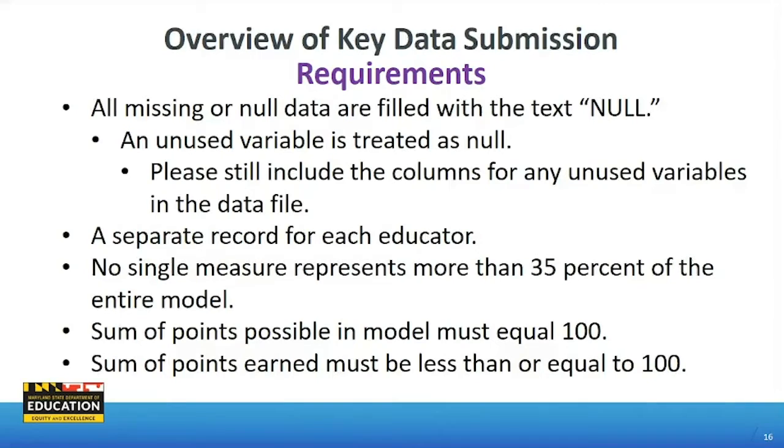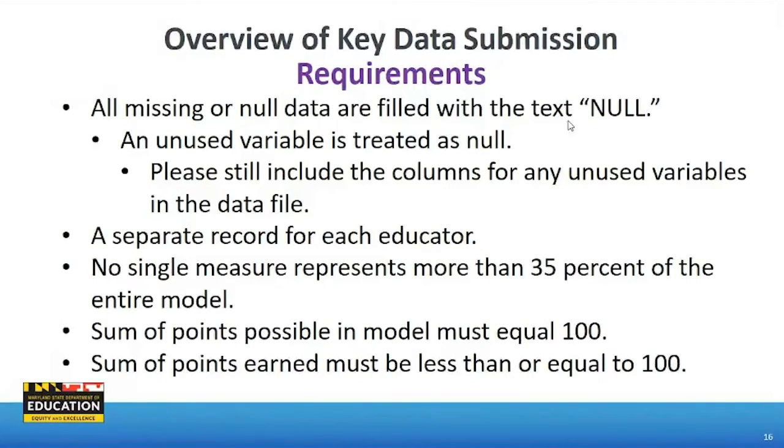So getting into some of the meat of the changes, all missing or null data is to be filled with the text null. So this means if a variable is unused, it's going to be treated as null. And this means that every variable that your district isn't using, please still include and fill with null. In addition, for example, if a principal is not being evaluated on the mission, vision, and values P cell this year, then fill both the points earned and the model points for the vision and values with the text null. We will show an example of this later.